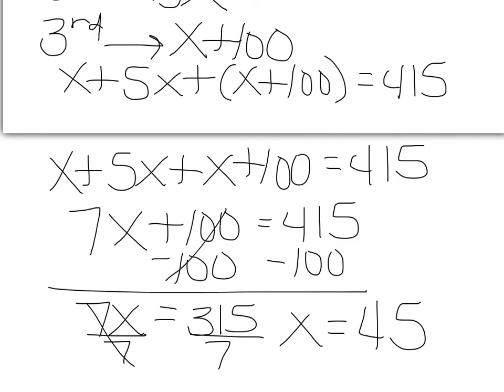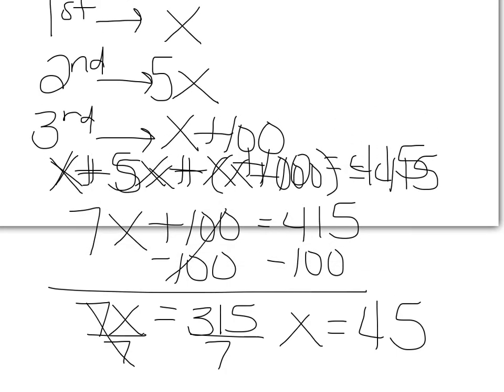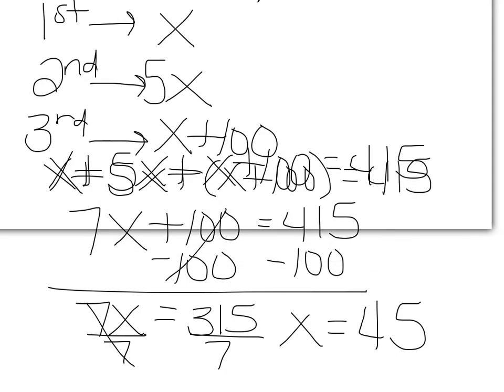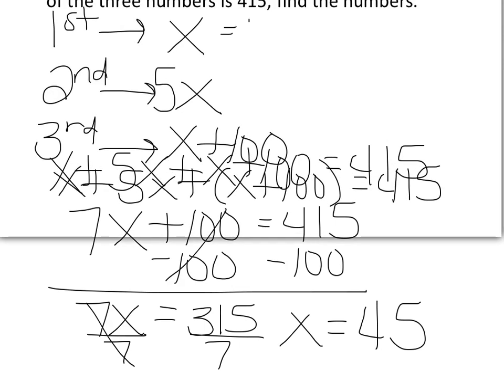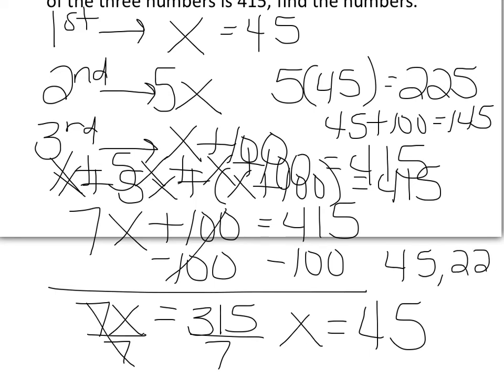They want to know what the numbers are. So you go back up here. And x is 45. 5x is 5 times 45, which is 225. And x plus 100 would be 45 plus 100, which would be 145. So the numbers are 45, 225, and 145. That is what they're looking for.